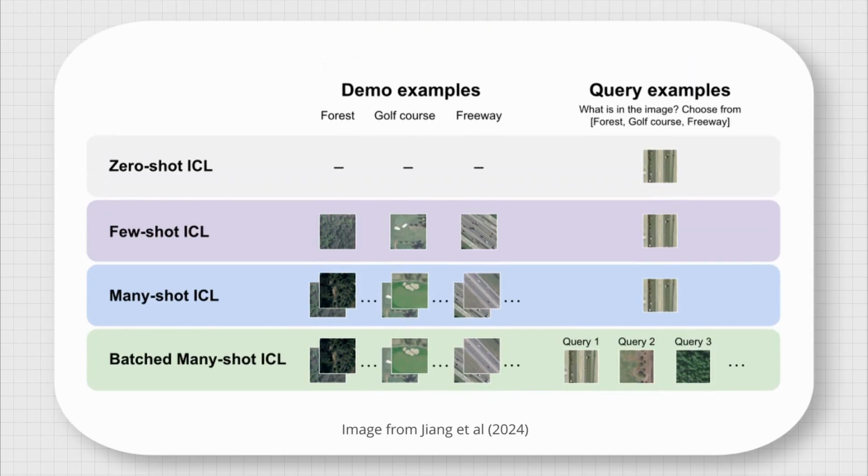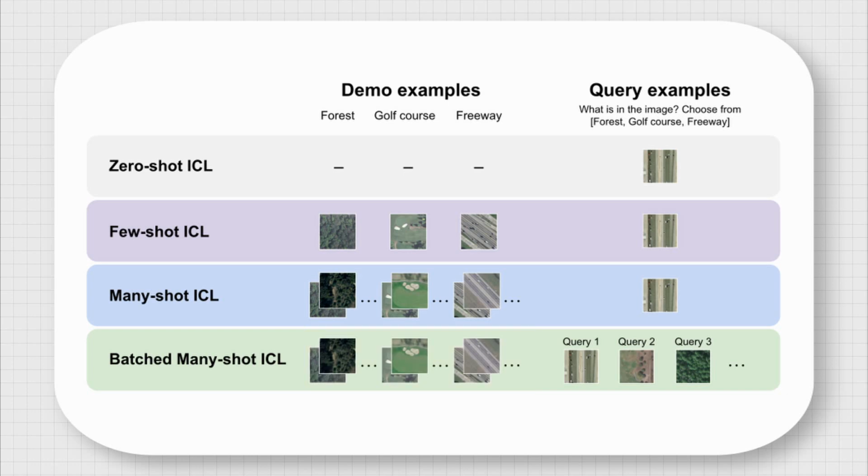Here's a demonstration of the concept by way of providing in-context images, whereby the model has to decide whether this image on the right is a forest, golf course, or freeway. As you see, in zero-shot, no example of these are provided. In few-shot ICL, only one or a few examples are given. In many-shot ICL, a large number of examples are provided, whereas the most advanced setting or batched many-shot ICL can perform multiple queries using multiple references or examples.